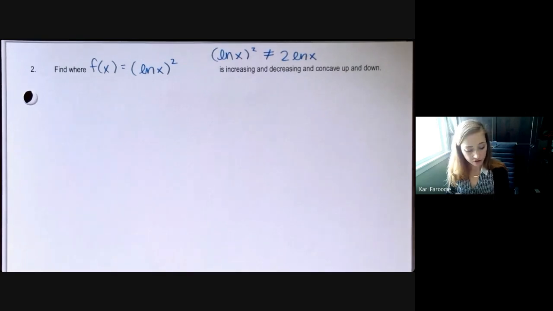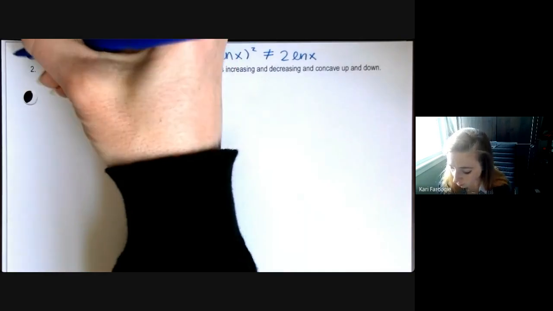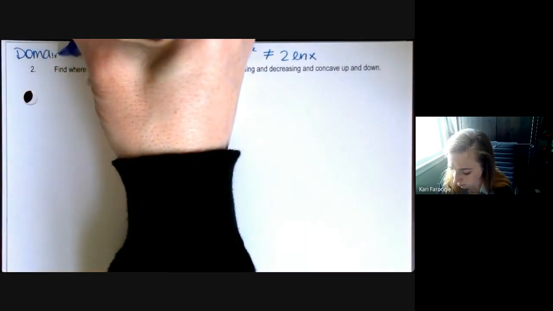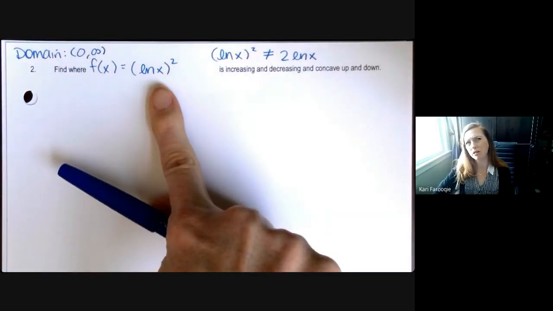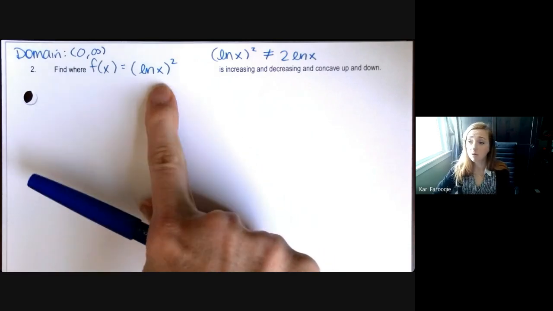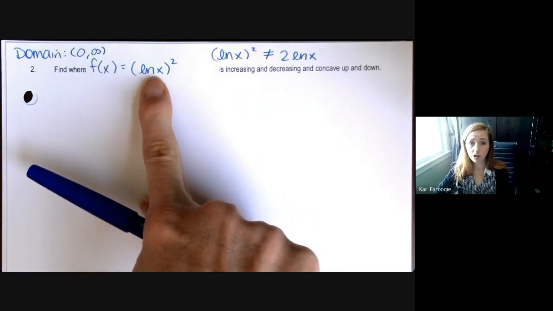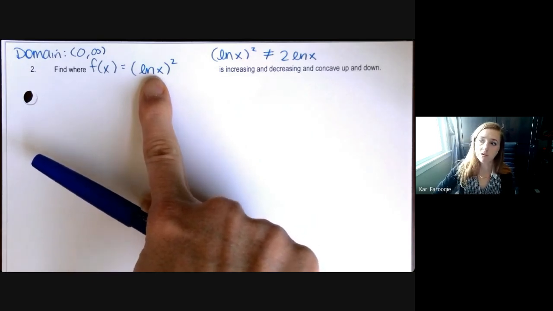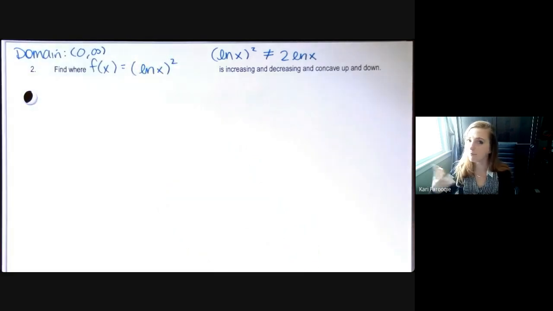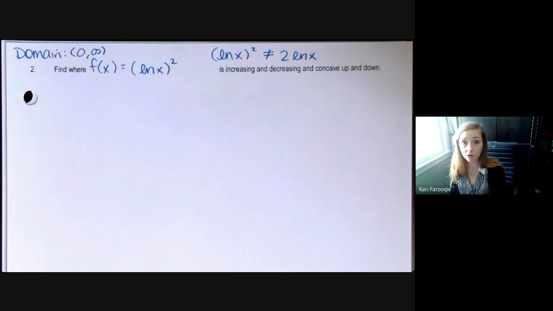We might also want to discuss the domain here. Remember that we cannot evaluate a natural log for values of x that are 0 or less than 0. So we might want to go ahead and note the domain from 0 to infinity. And if you're wondering, well, technically it's being squared, it doesn't matter because it's not getting squared until after you evaluate the natural log. You cannot evaluate the natural log for values of x that are 0 or less than 0. So even though it's being squared, you still have a domain from 0 to infinity, not including 0. So that's important to note.